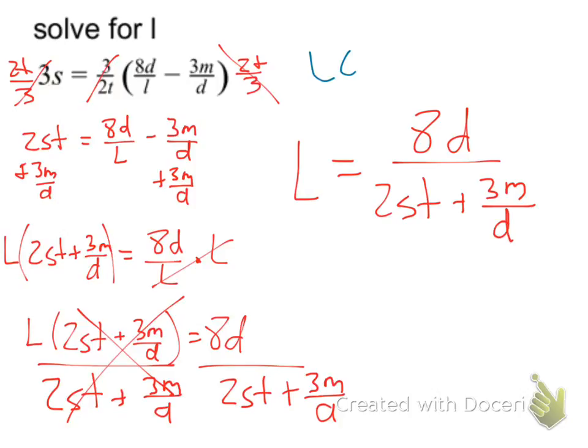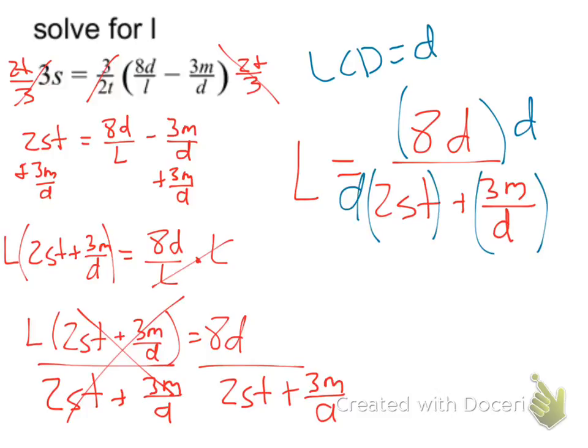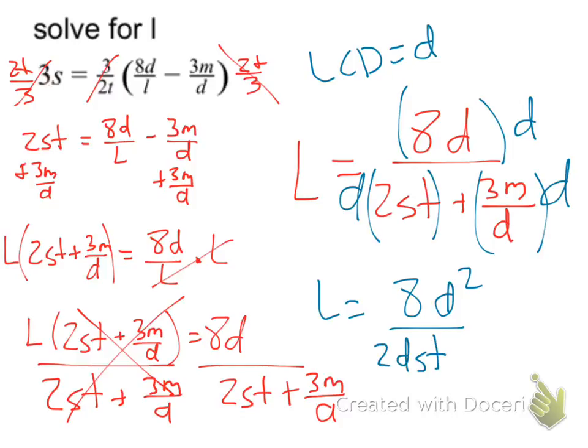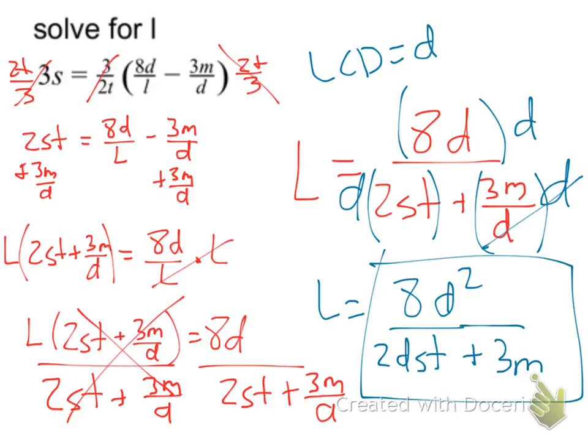But here's the cool thing. The LCD of this thing is just d. So I'm going to multiply the top by d, this one by d, and this one by d. Yes? Multiply everything by d. So L is equal to 8d squared over 2dst plus 3m. Boom.